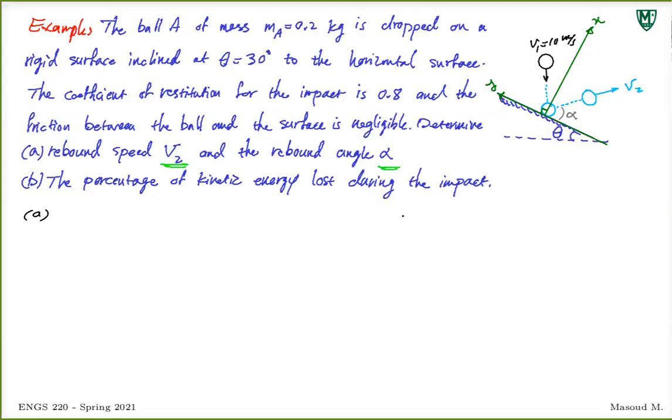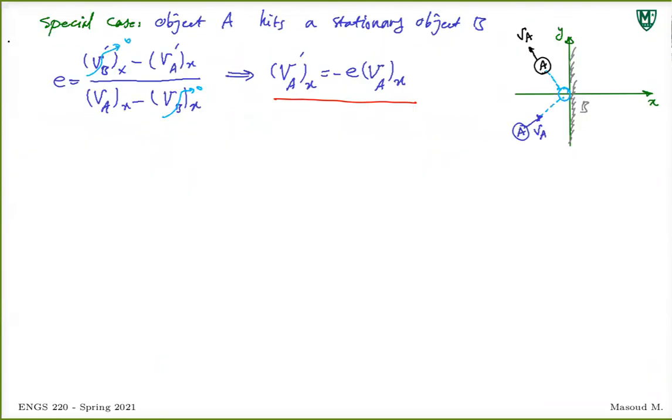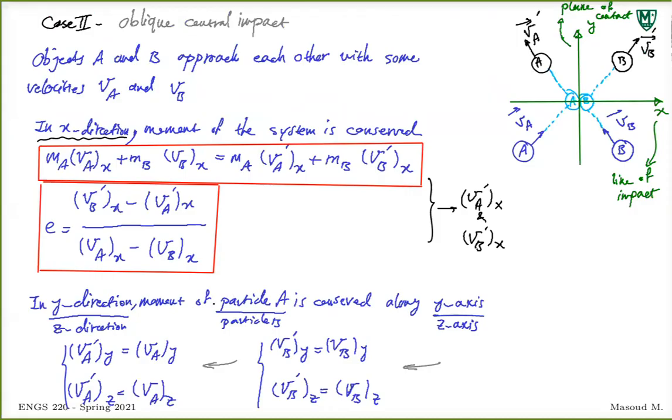So for this case, that's an oblique impact in the y direction. The momentum is conserved. In the x direction, we are in this special case: one side is stationary, the other side is moving. So let's start with the y direction. We said the velocity in the y direction is the same before and after the impact.